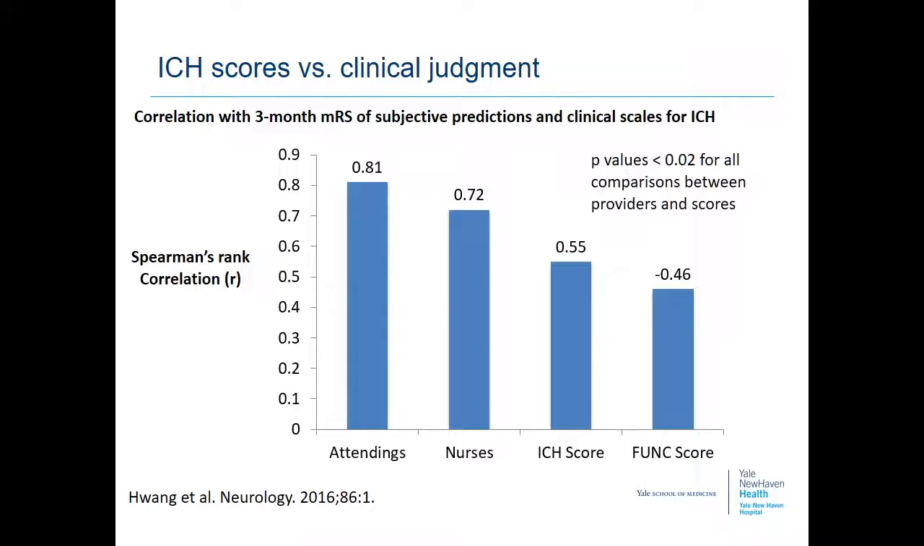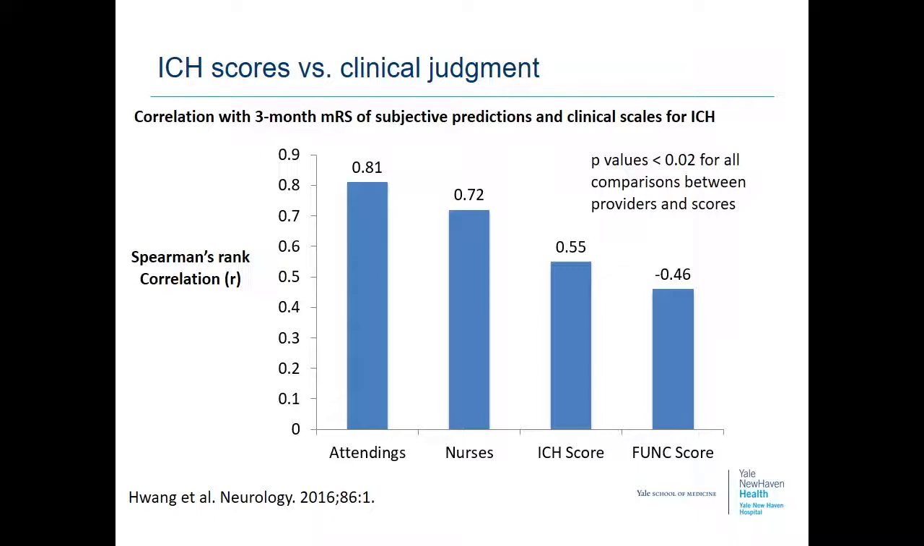And I showed you the slide earlier about how these subjective predictions can be all over the map. But we did an experiment where we correlated these predictions with the actual outcome at 3 months. And then we looked at the correlation of the ICH score and another clinical grading scale, the FUNC score, with 3-month outcomes as well. And it turns out, even with the pitfalls of subjective prognostication, we found that the accuracy of attendings and nurses outperformed those of the ICH and the FUNC score to a fair degree, and that this was the case even once you took out those cases that were immediately headed for early goals of care.